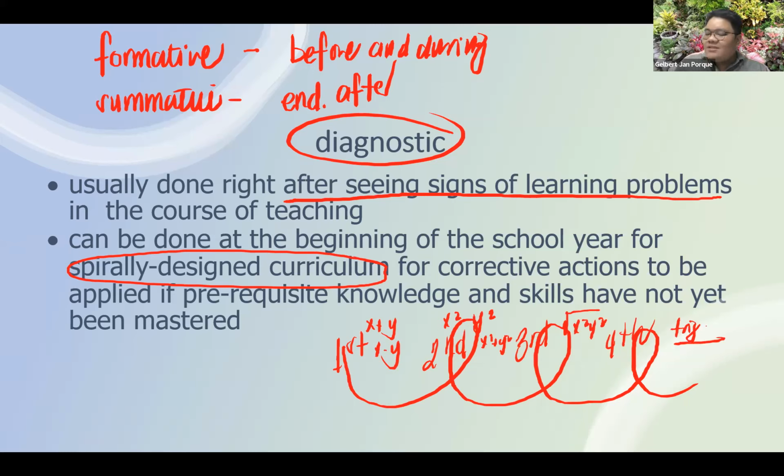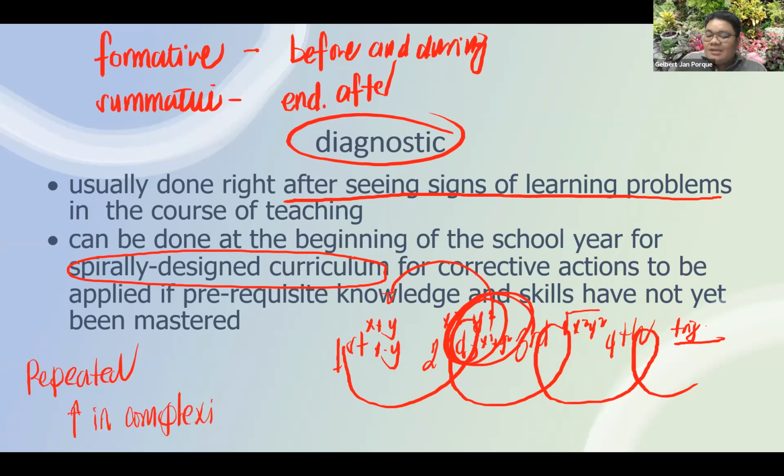So ano pong ibig sabihin? The topics right here are dependent on what the student learned in the past. It's referred to as spirally designed curriculum. Bakit spiral? Kasi po, paulit-ulit yung topics. The topics class are repeated. However, class, it is increasing in complexity. Okay? So most of our curriculum are actually spirally designed.